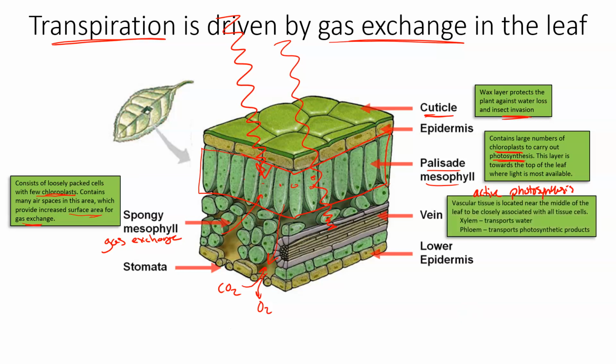take place. A vein, which you can see in this particular cross-section, is going to be vascular tissue, just like veins are in us, okay, or in other organisms. But the veins in plants are vascular tissue. They are always located near the middle of the leaf to be closely associated with all tissue layers. The xylem and phloem both make up portions of the vein. The xylem are going to be the vessels that specifically transport water. The phloem are vessels that specifically transport sap, which contains the sugar, which are the photosynthetic byproducts.